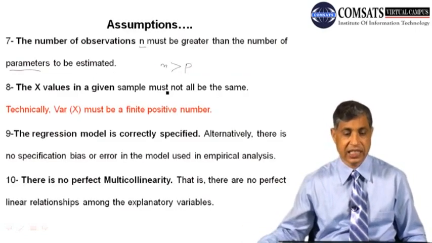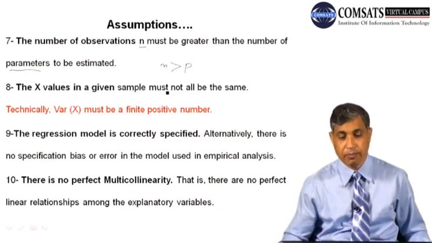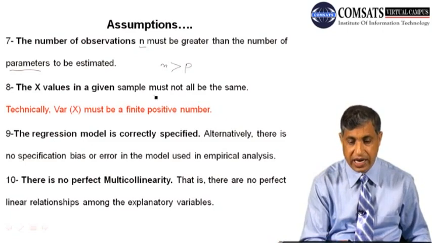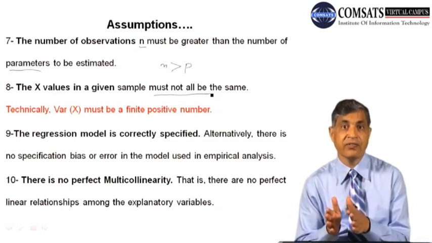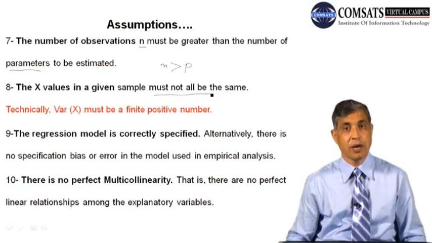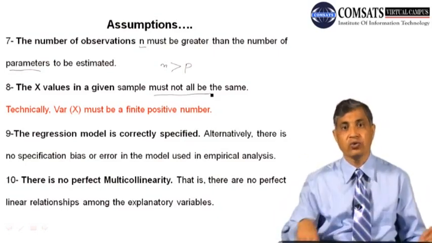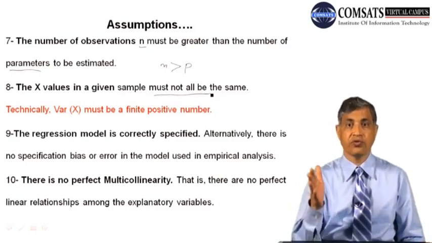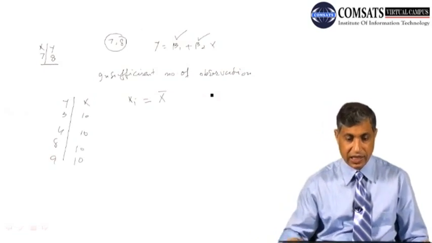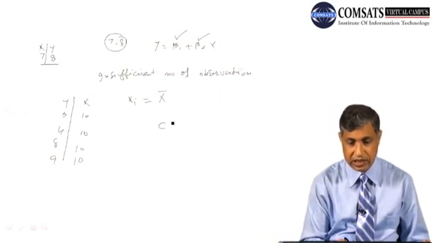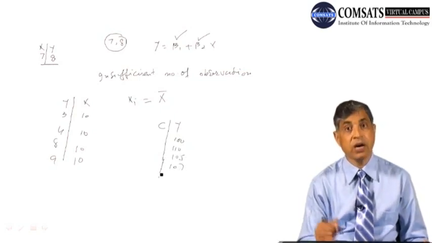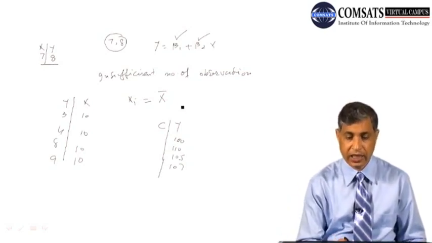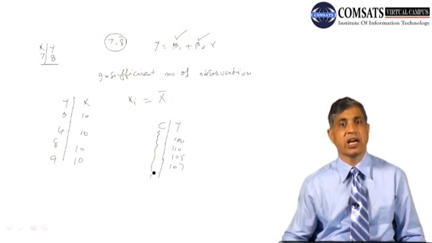So we are assuming at this stage that the x values in a given sample must not all be the same. There should be variation, and at a later stage I will explain that the more variation in your independent variable, the better for your analysis. Because if there is no variation, then what are you going to measure the variation in y against? For example, you are interested in consumption and this is the income. If the families have incomes of 100, 110, 105, 107, there is very small variation on the income side. So if you are measuring this, you will measure very small variation of consumption.